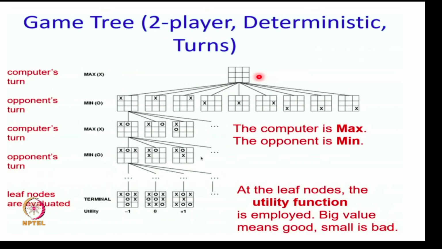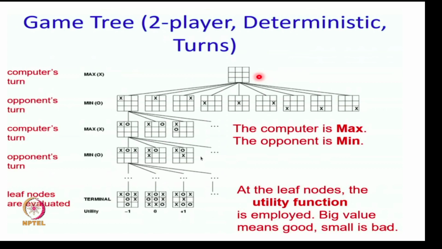At the leaf nodes, the utility function is employed. A big value means good, a small value is bad. So that's what we already said, right? So let me say, at each leaf node, finally, where the utility function has been called, every time it has been called at the end.